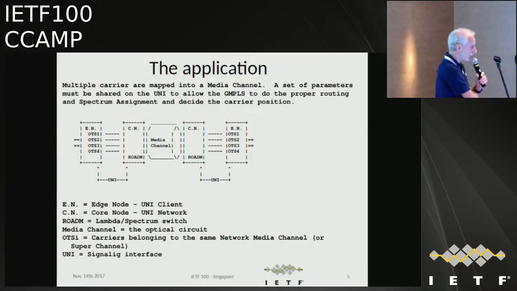So supposing that we have an edge node that has multiple DWDM interfaces connected to the client, to the core node. And then suppose that the edge node wants to ask for a media channel to connect to the tail end node. So basically, GMPLS can calculate the media channel, can define the path, can define the n and m value, but if it is able to define the frequency of the different subcarriers, then it has to signal this frequency to the edge node.